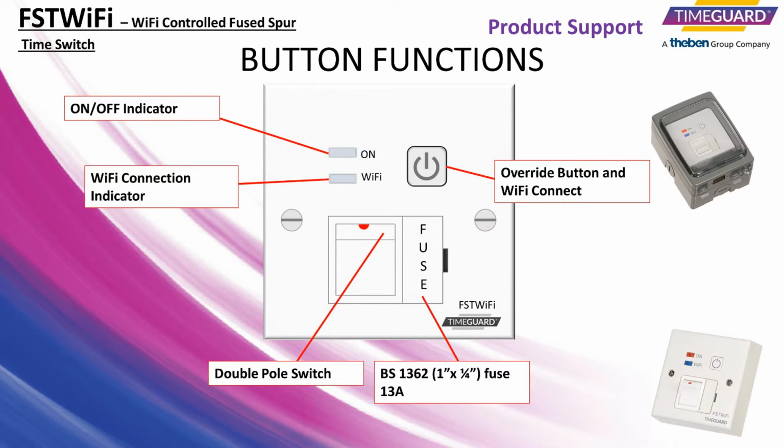The FSTWiFi is a wireless app-enabled fused spur-time switch. It features a permanent on or off facility as well as a boost function. It can be programmed from any location using a compatible Android or Apple device over a secure 4G or Wi-Fi connection. Please take a moment to study the control functions.